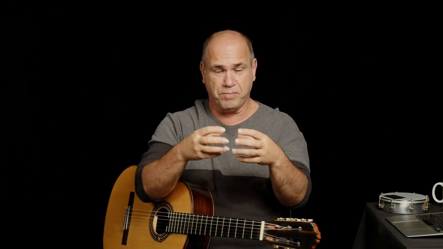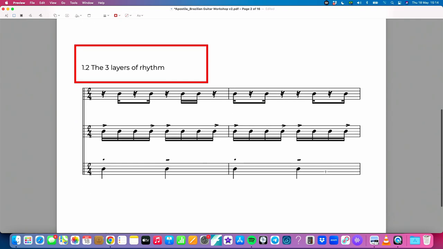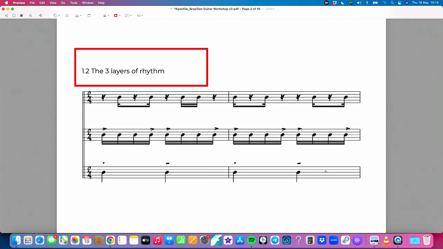But bossa nova came from samba, so it's important for us to understand how the rhythm of samba is formed. And I'd like to show you this here. It's on the first page of our PDF, if you already downloaded it, but you will see three levels of rhythm going on at the same time in the samba.